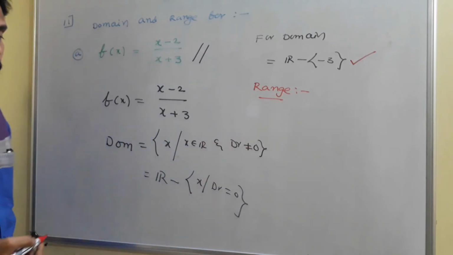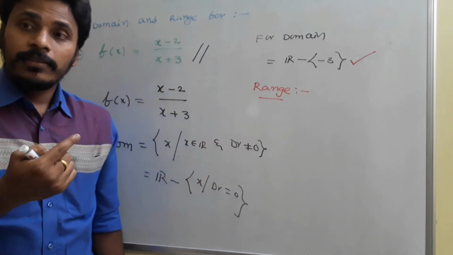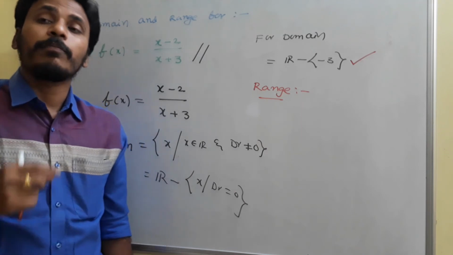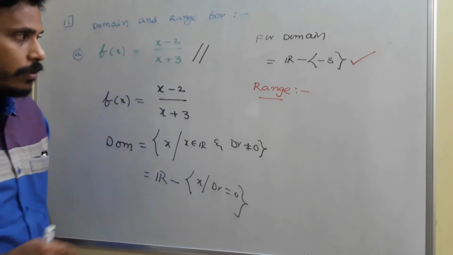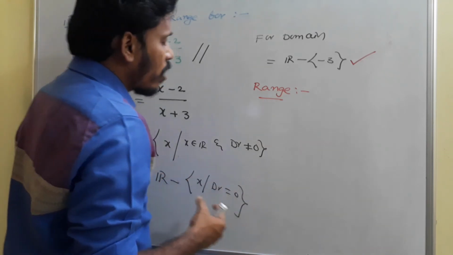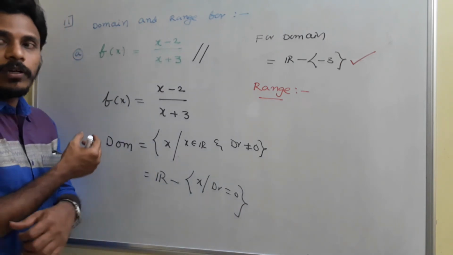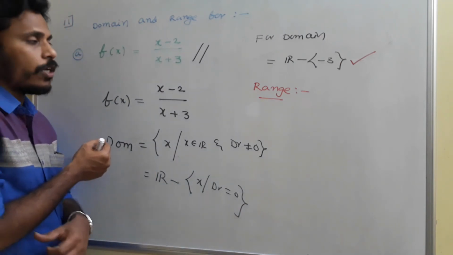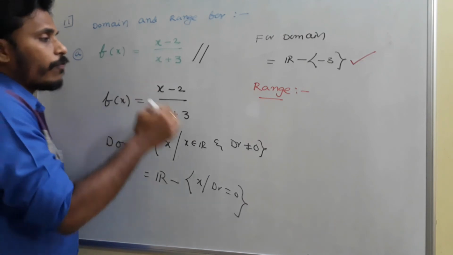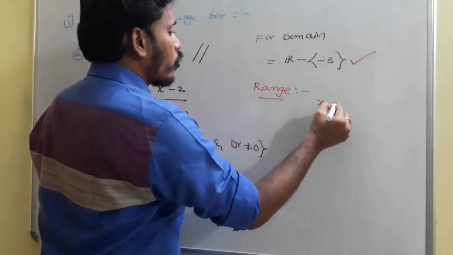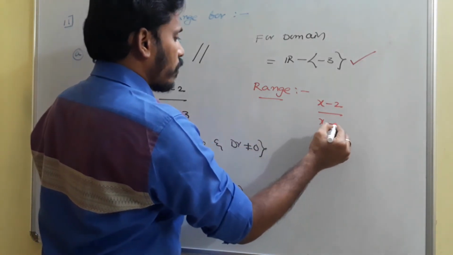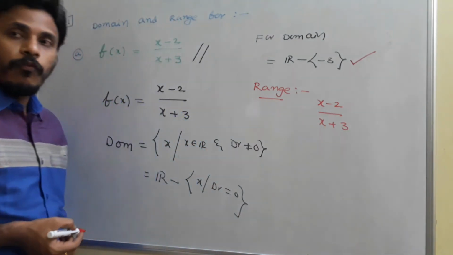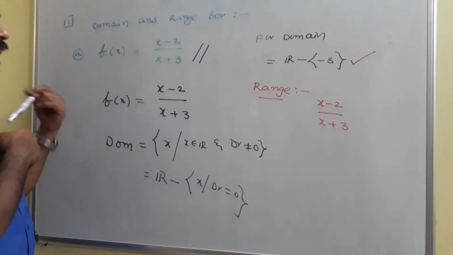Range, as I mentioned, the domain or the values of x are just the inputs given by us. Coming to the range, it is the values we get by taking different values in place of the domain. Here the function is (x minus 2) divided by (x plus 3). To find its range, we have a procedure.